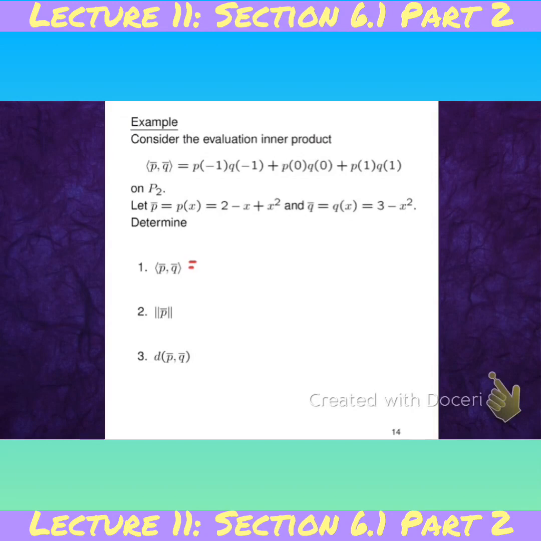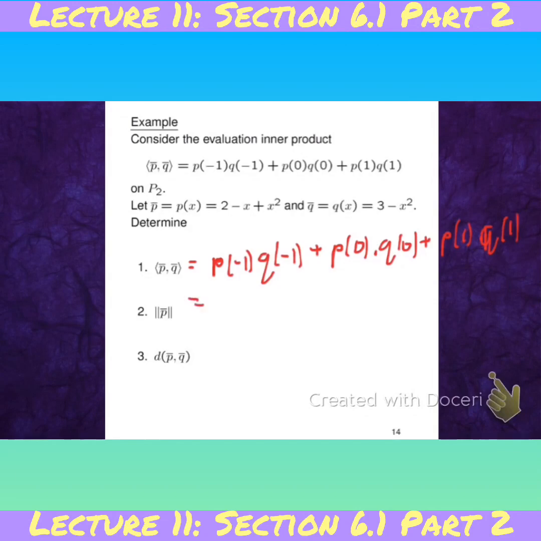That is going to be, as I said, P at the point minus 1 multiplied by Q at the point minus 1, plus P at the point 0 multiplied by Q at the point 0, plus P at the point 1 multiplied by Q at the point 1. And then just quickly go and work that out.